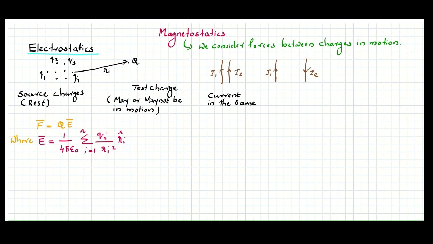Now, does there exist any force between the two current carrying conductors? Yes. It is experimentally observed that in the first case, when the currents in the conductors are in the same direction, they will attract. That is, currents in the same direction attract. Whereas in the second case, the currents are in the opposite direction, and it is observed that the currents in the opposite direction will repel.